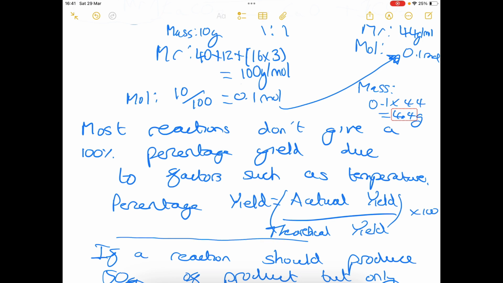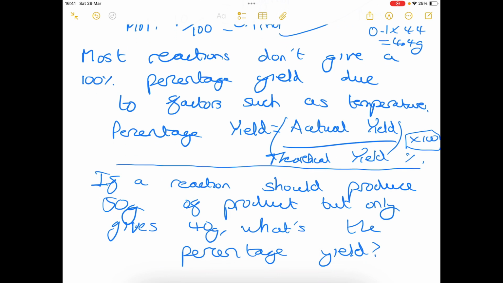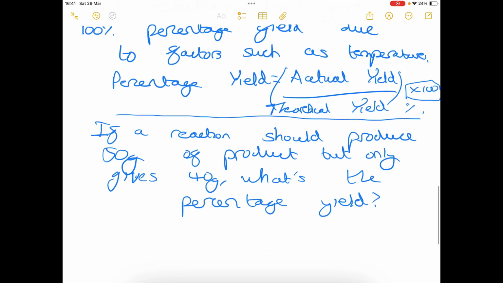So this is the formula here. Actual yield over theoretical yield times 100. The 100 will just turn into a percentage. So a little example. If a reaction should produce 50 grams of product, but only gives 40 grams, what's the percentage yield? So the actual yield is 40 grams, as suggested, and 50 grams is the theoretical yield. Another way to remember this is, you can't have a percentage yield that is over 100%, because that is impossible. It just makes no sense.